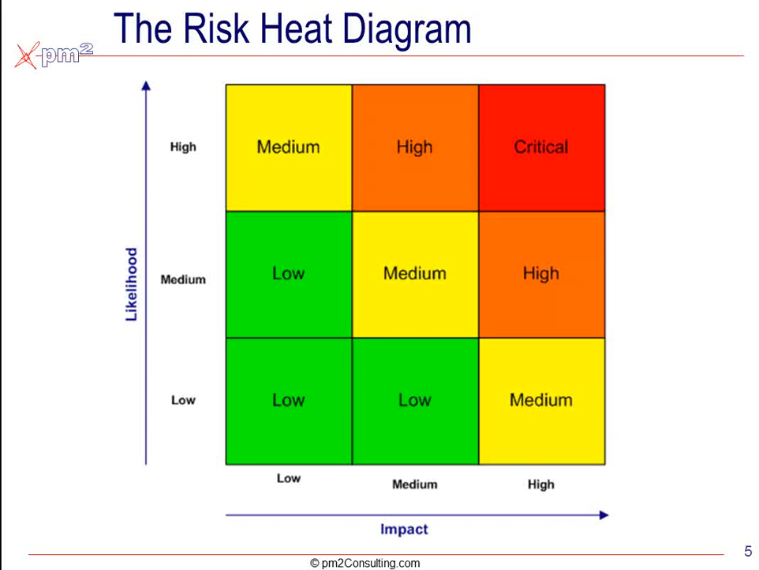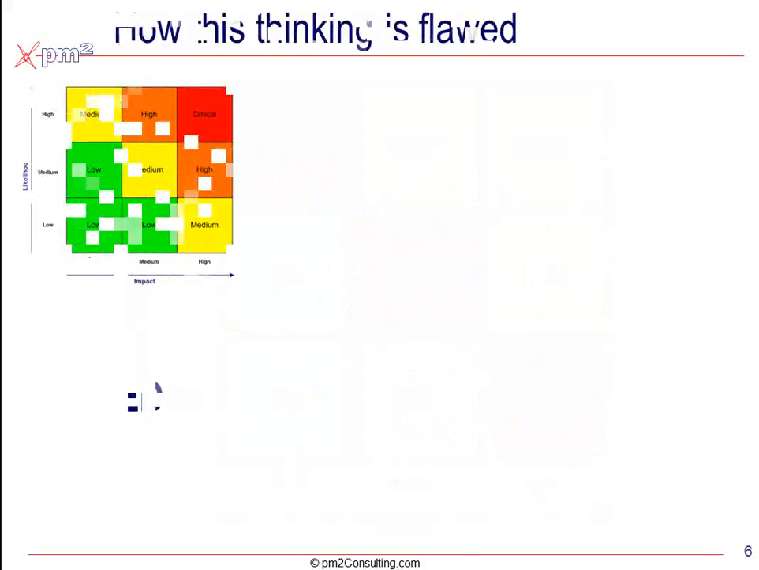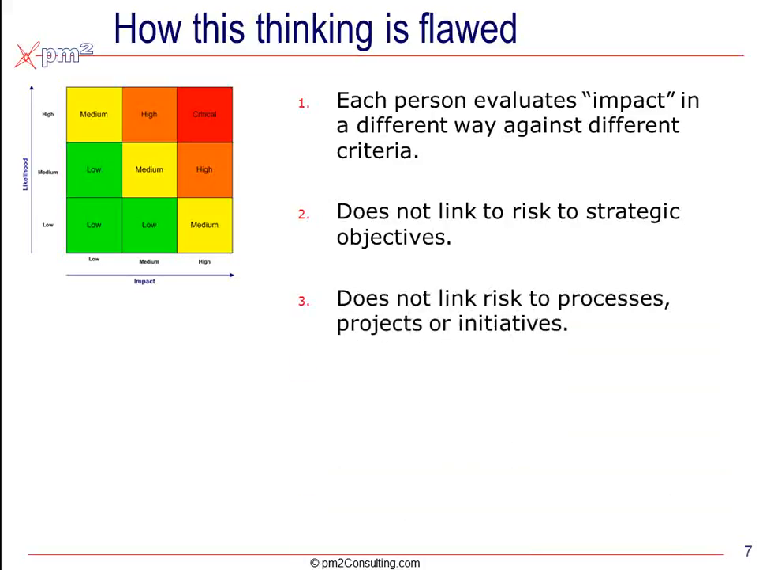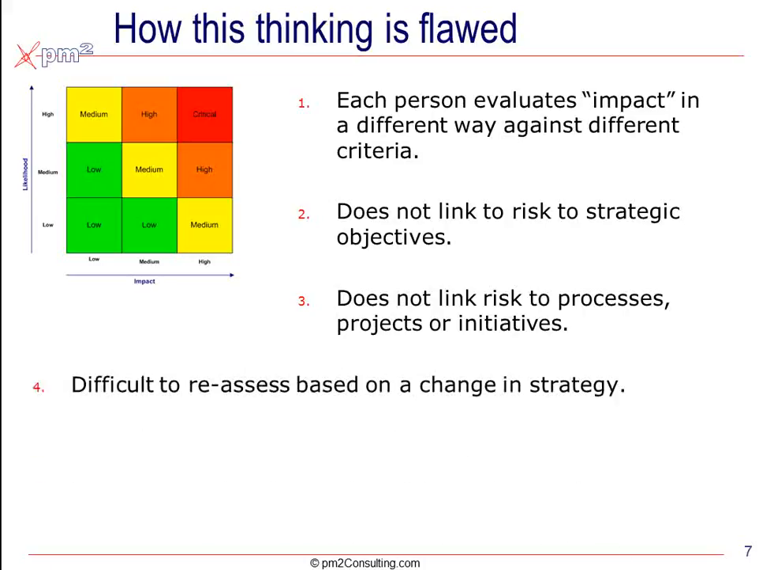Here's the issue. When we put that heat diagram together, we discover a couple of things. One is each one of the management team actually evaluates the impact of that risk differently based on their functional area and their perception of the strategy. Secondly, it doesn't link us back to the specific strategic objectives like penetrate new markets or reduce costs, and therefore each of the risks kind of stands on its own in a different dimension. Nor does it link back to the specific processes or projects or initiatives that you manage on a day-to-day basis. So it's hard for you to know how to mitigate those risks.